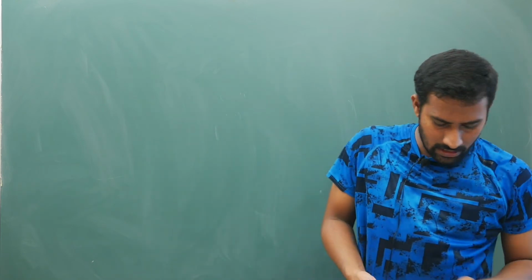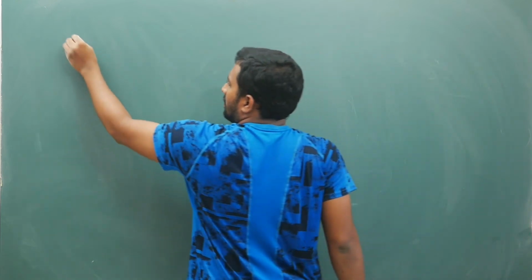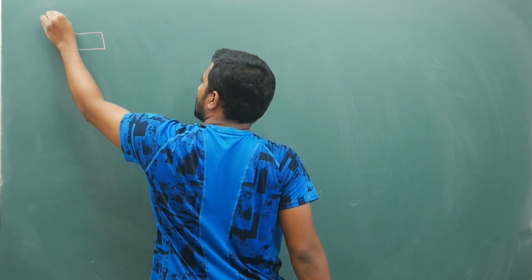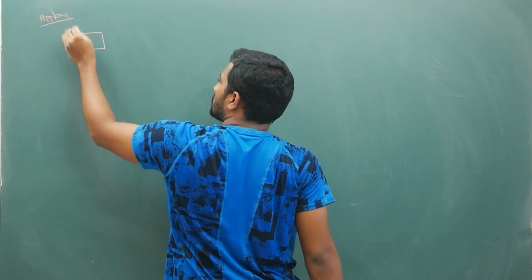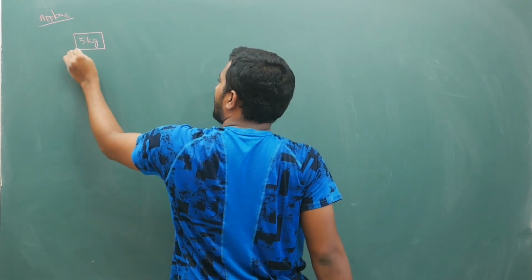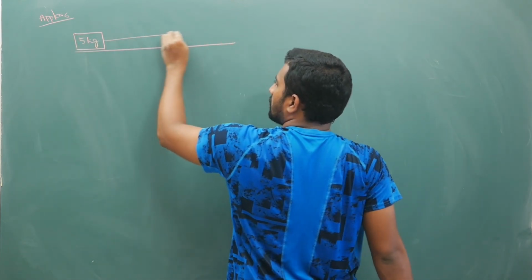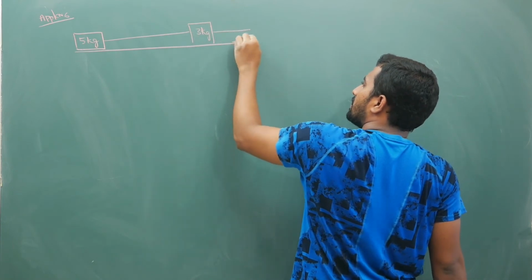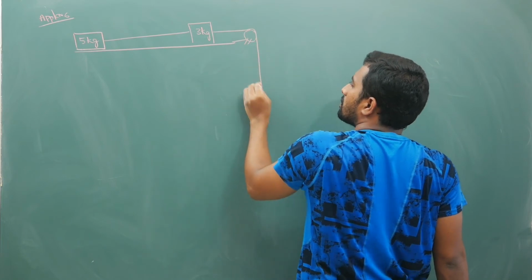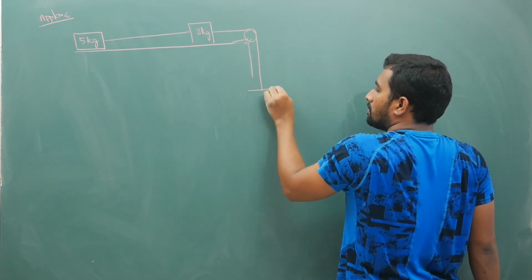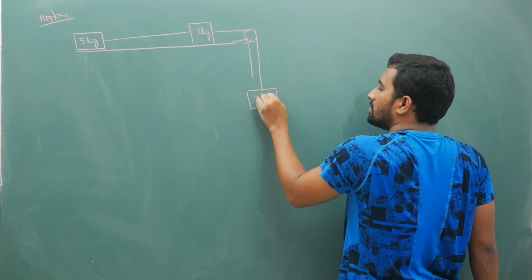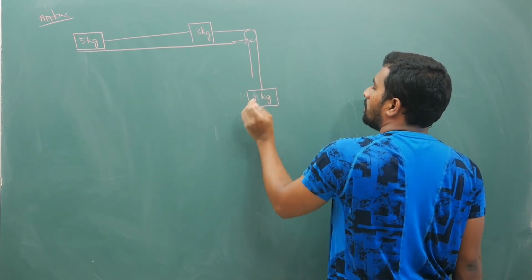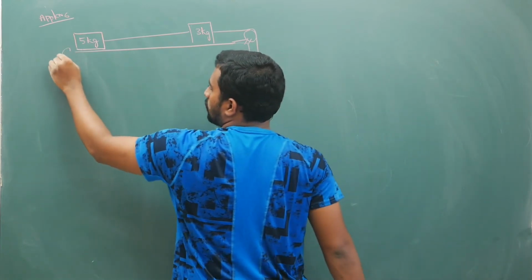Your next question is, let us say you have, okay, I think it is application number 6. You have a 5 kg block, you have a 3 kg block, attached to this there is some pulley, and there is a 4 kg block attached to this, 2 kg block. All surfaces are smooth.